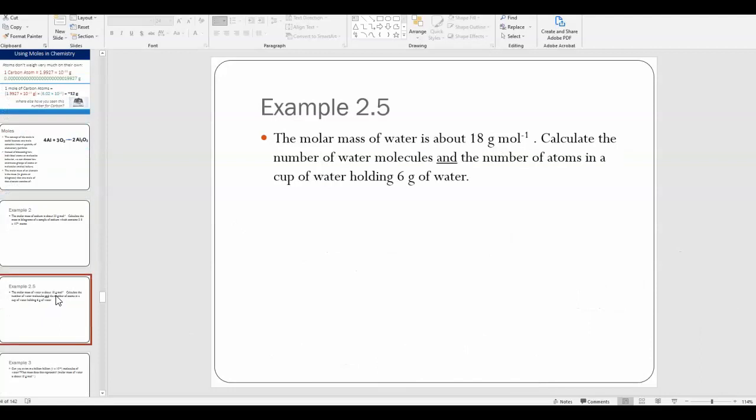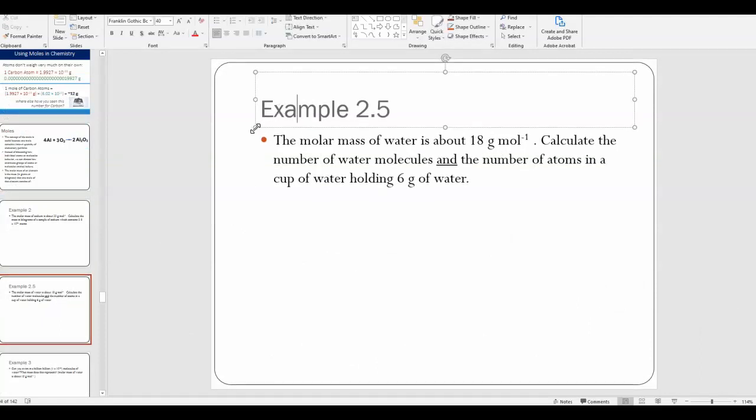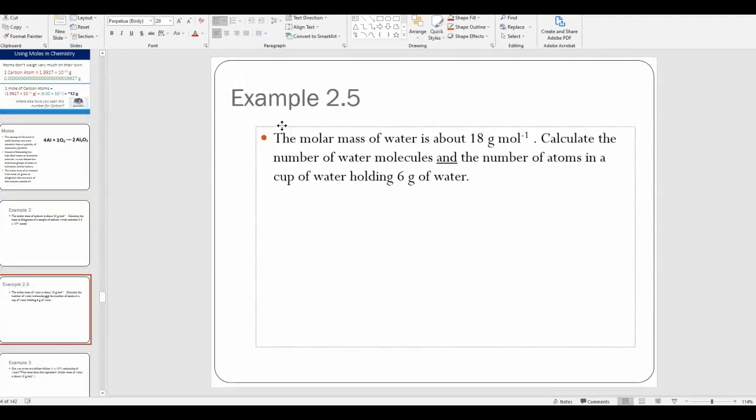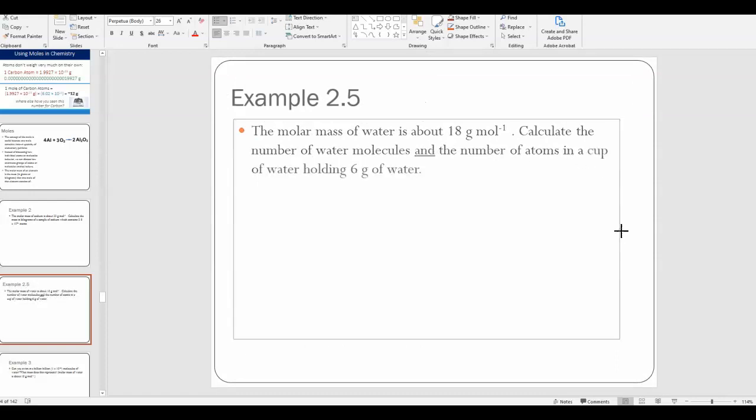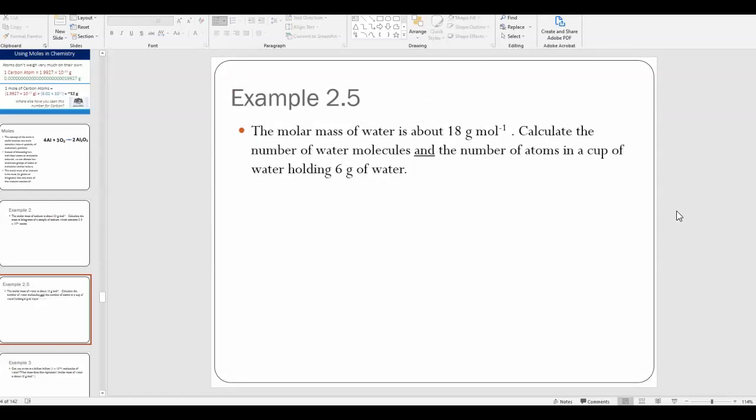Okay, so just to wrap your head around how big a mole is, because it's a giant number, and how small atoms and molecules are. Example 2.5 says the molar mass of water is about 18 grams per mole. Calculate the number of water molecules and the number of atoms in a cup of water holding 6 grams of water. Okay, so a couple things.